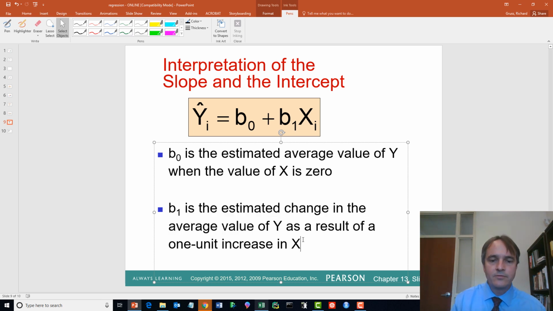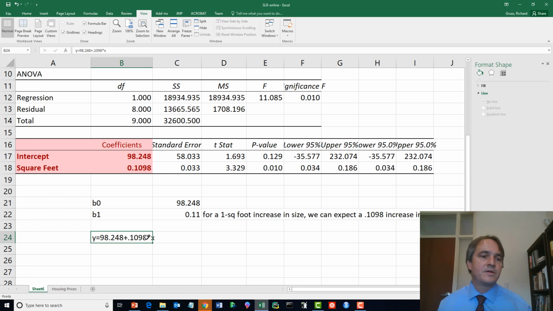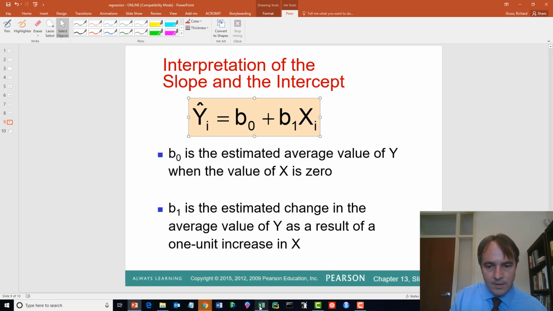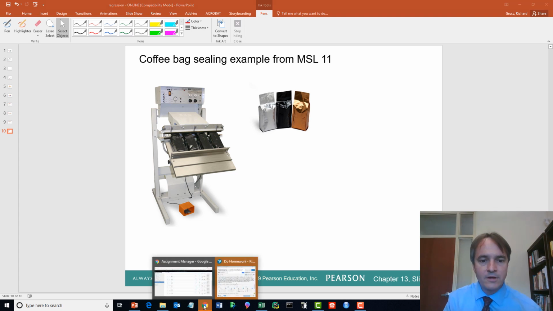So for a 1 unit increase in x, this is the size of the unit change in y. Now, if this had been negative, that would mean that there's an inverse relationship here. So as square feet goes up, price goes down. That probably wouldn't be the case here, but because of the sign of this coefficient, that tells us the direction of the relationship. Okay. All right. I want to finish off by doing an example in the homework.